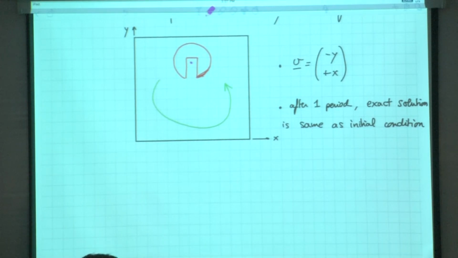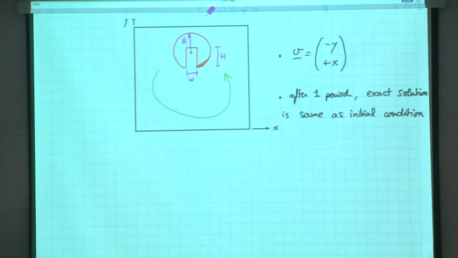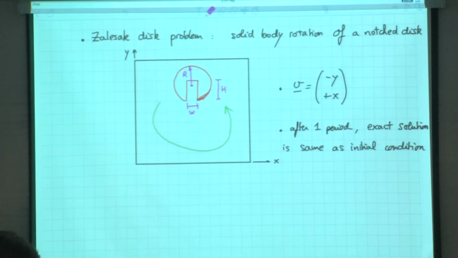So we'll have a few parameters. One parameter will be the radius of this circle. We'll have the size of the notch, so the width and the height of the notch. And that's it. And the location of the center of the object as well. So make sense to everyone what we're doing here?